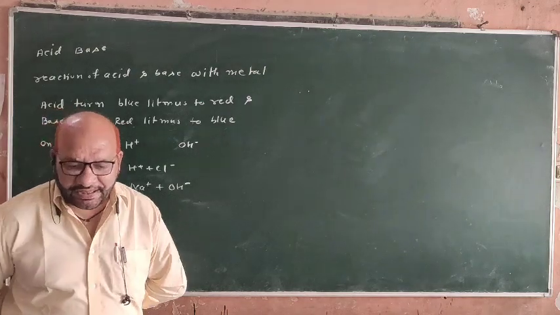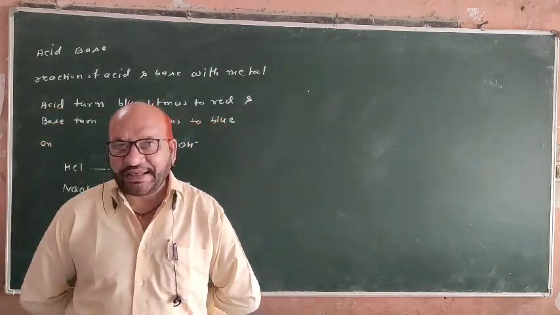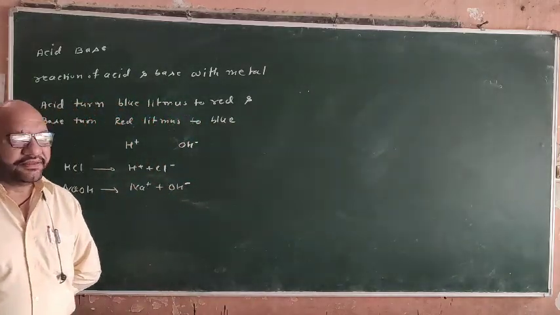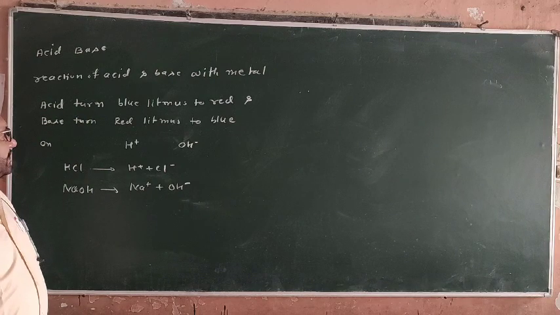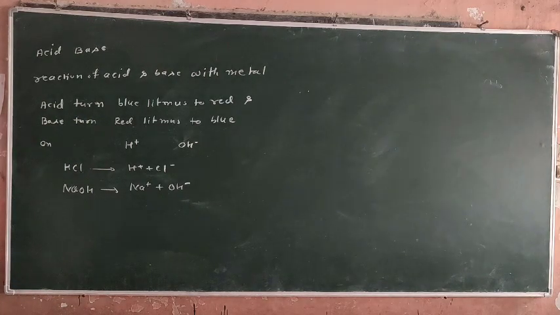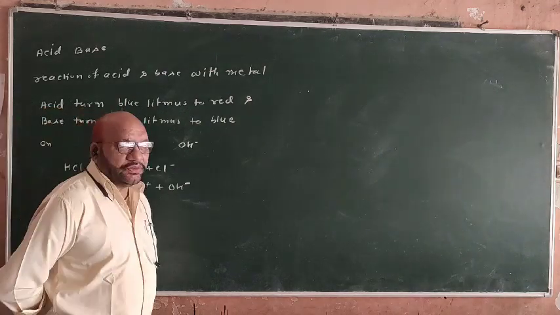Today I will start acid, base and salt. First, definition of acid. Acid turns blue litmus to red, and base turns red litmus to blue.